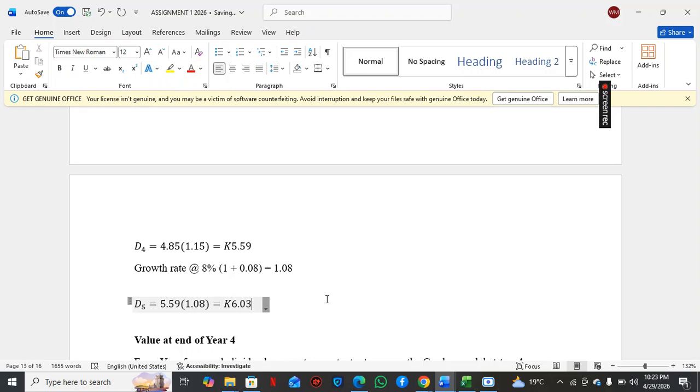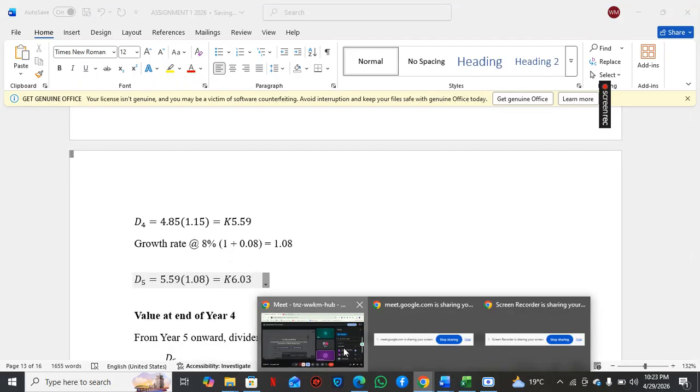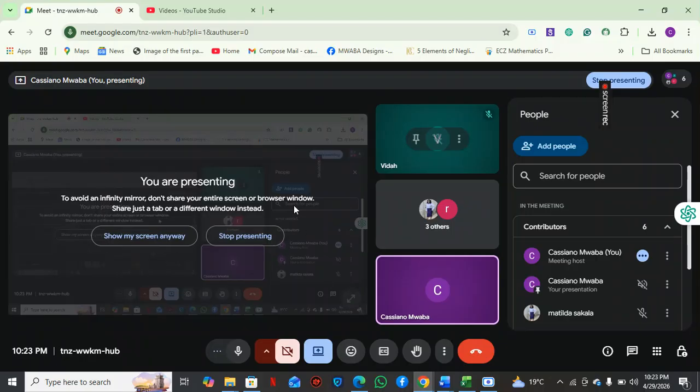expected dividends. You need to find these expected dividends because, I forgot to even mention this. The logic that we're using here is this: the value of a share is the present value of all the future dividends that are going to be paid.